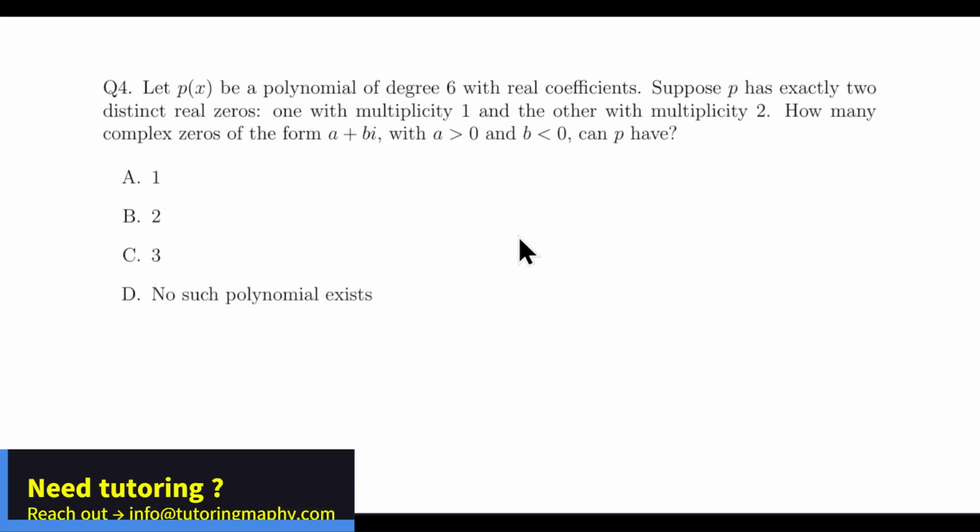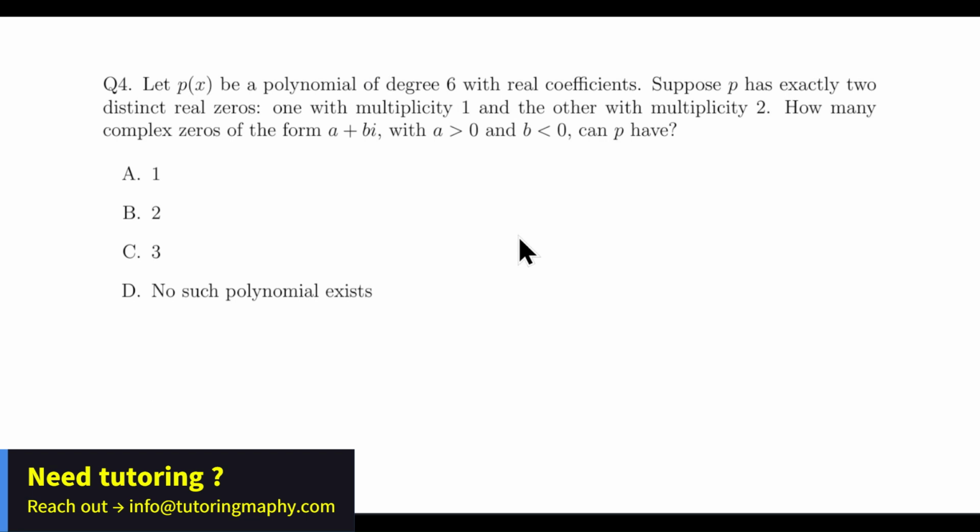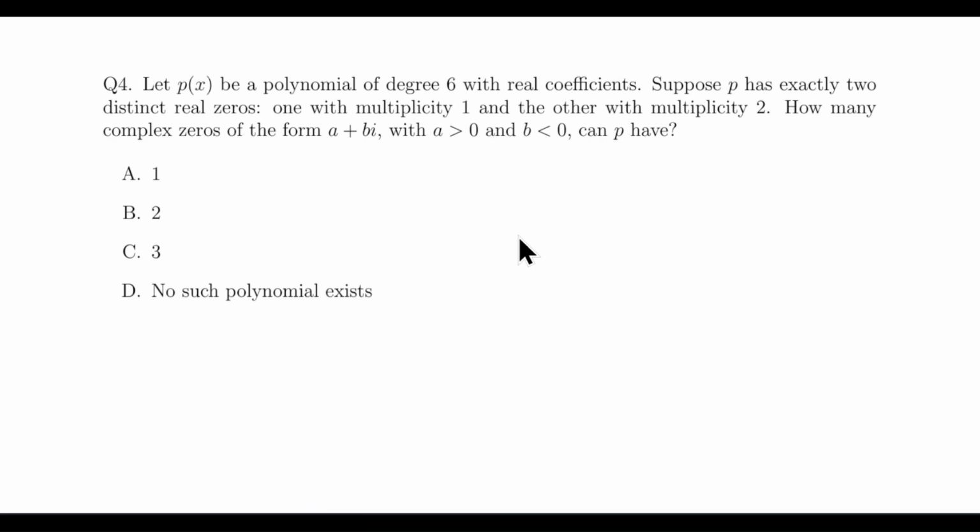Okay. Over here, they're saying that let P be a polynomial of degree 6 with real coefficients, and P has exactly two distinct real zeros, one with multiplicity 1 and the other with multiplicity 2. So they are saying that the degree is 6 and there are two real zeros: one real zero has a multiplicity of 1 and the other real zero has a multiplicity of 2.